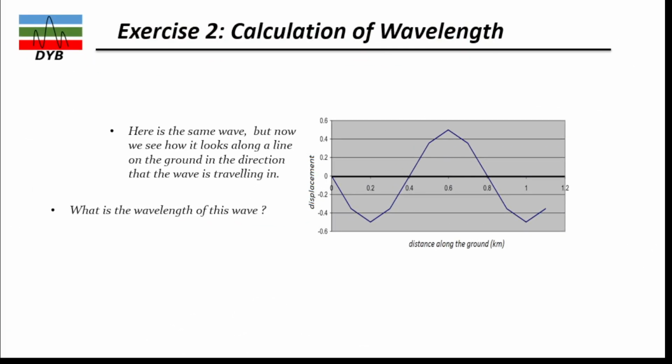So over here, this is exercise 2. Now we calculate the wavelength. The wavelength is actually from crest to crest or trough to trough. So from here to here. So let's see, what is the wavelength? It's 0.8. Very simple.